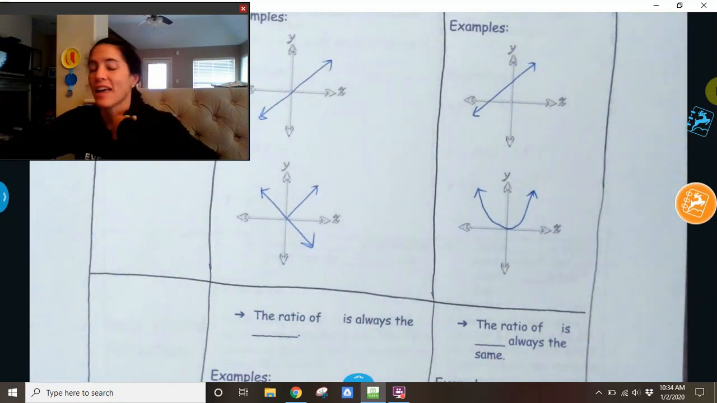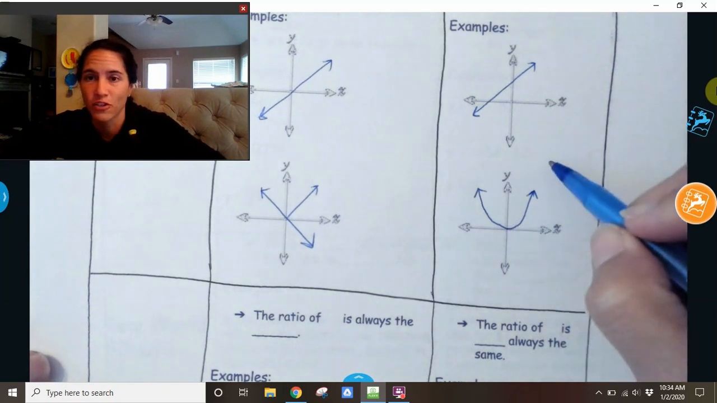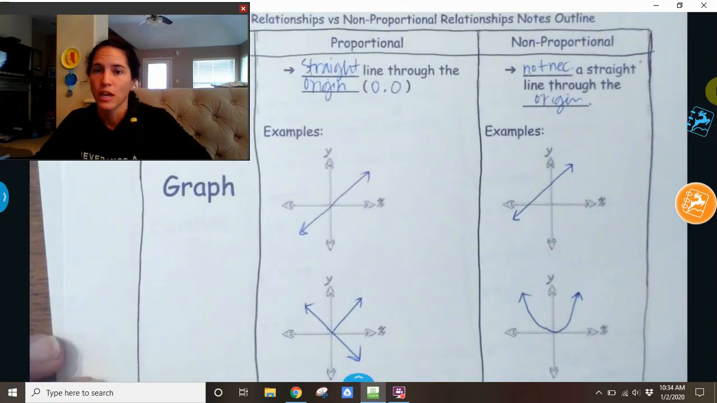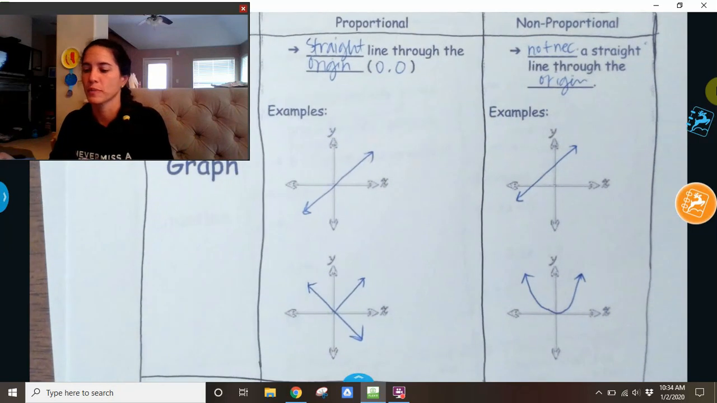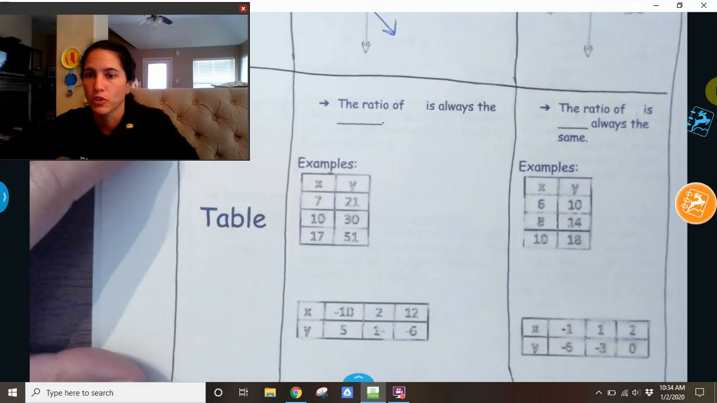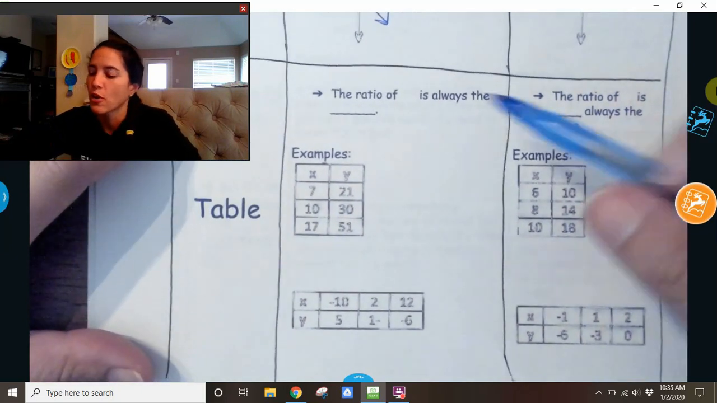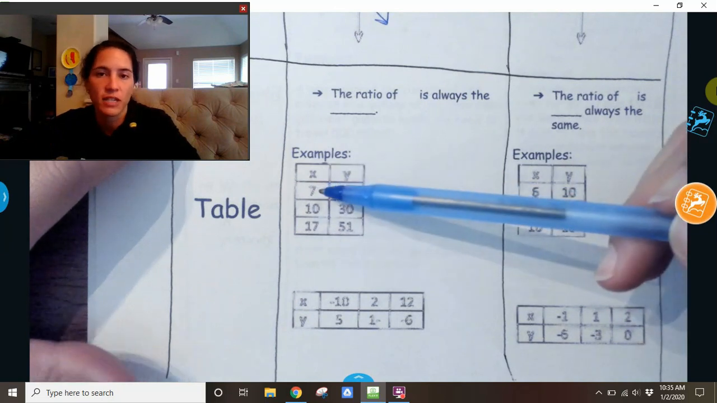Thank you. This goes through the origin. You can see it crosses through the origin, but it's not a straight line, so that is not proportional. So here's an example of graphs, proportional and non-proportional relationships. Now the next section compares the tables of proportional and non-proportional. If you have a table, no graph, I guess you could graph it, but that would take a long time.